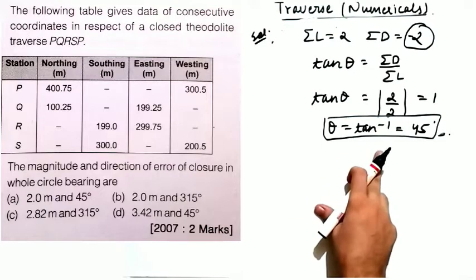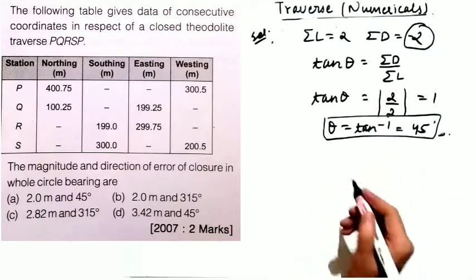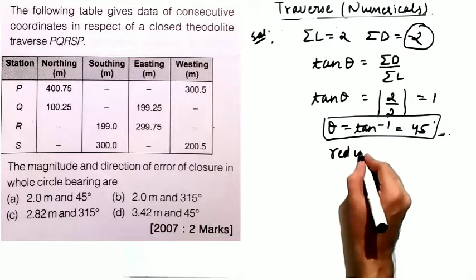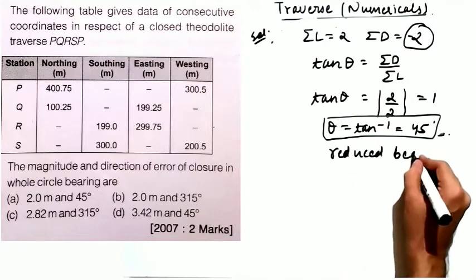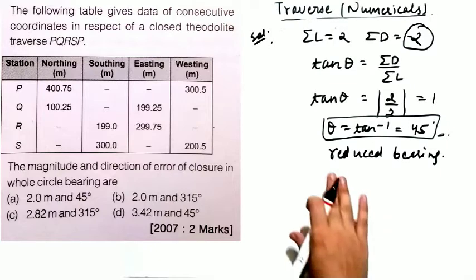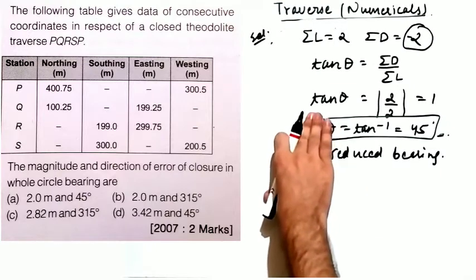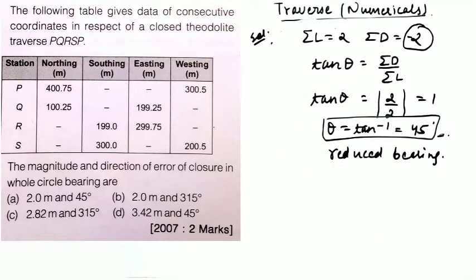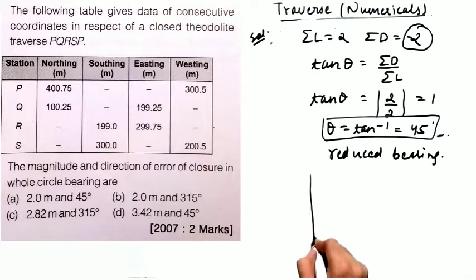This theta that came by removing the signs is the reduced bearing or the quadrantal bearing, but you need to calculate the whole circle bearing. That is definitely given in the question. You have to calculate the whole circle bearing. The theta that comes from this will always be less than 90 degrees, but WCB can be greater than 90 degrees. So you have to take care of this. How will you take care of this?